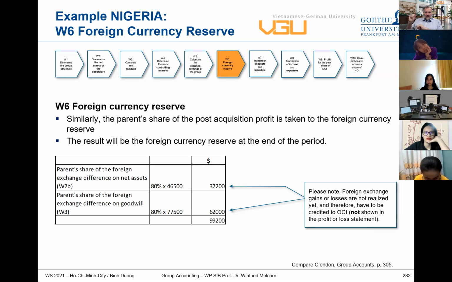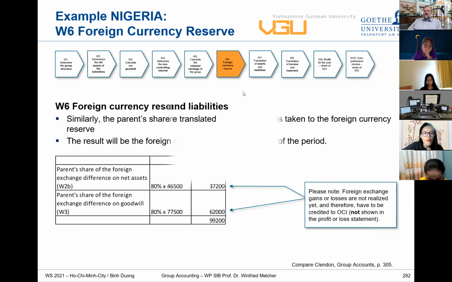So therefore, we will put that foreign exchange difference into OCI. And also the part that is related to the goodwill will go to the foreign currency reserve. Nevertheless, it will be shown in OCI, and therefore it relates, of course, to the majority shareholders, to the parent's shareholders. Okay, so that is also, I think, clear. Or are there any questions?